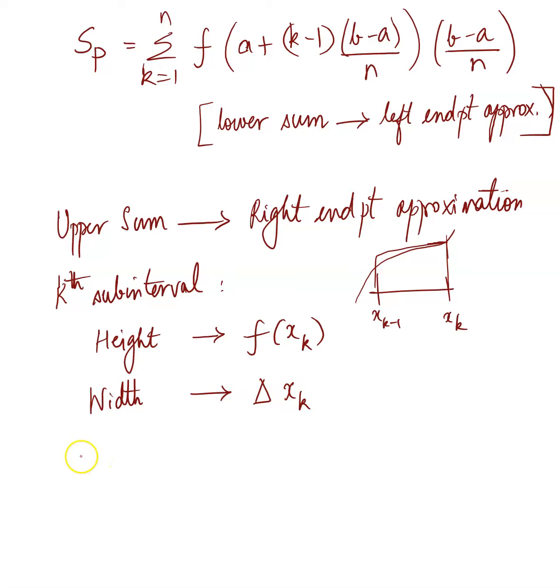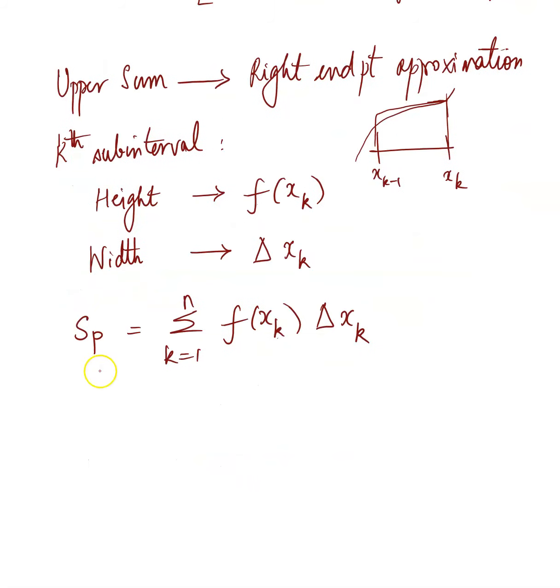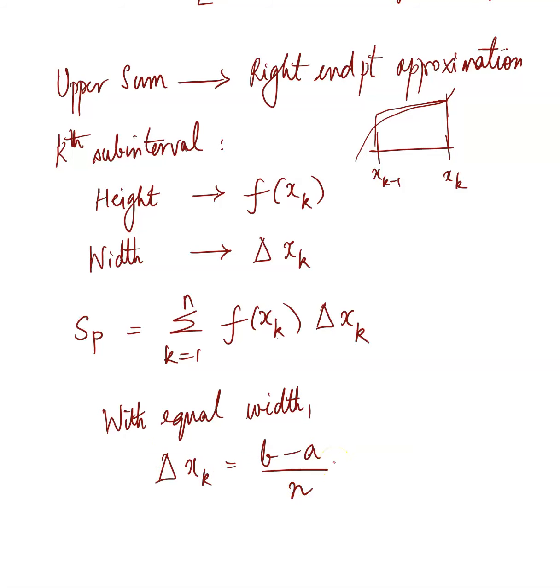And so if you did the SP, it was summation k 1 to n, sum of all the areas of the rectangle. So area of the kth rectangle is height times the width, so f of xk times delta xk. Now remember, we have to replace the xk with the endpoints. With the equal width, once again delta xk will become b minus a over n. No problem there. It's this xk that I will have to represent now, so I go back to the diagram.